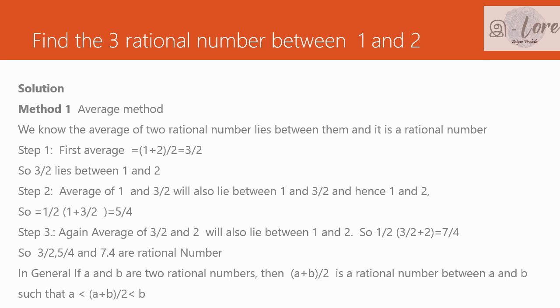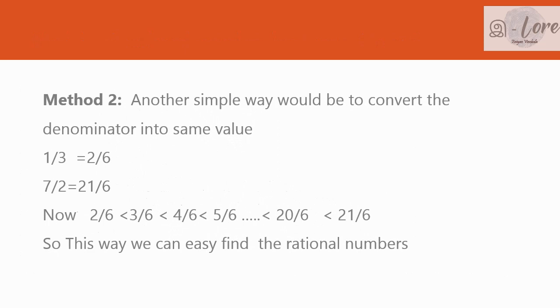This is one of the difficult ones, so we can go for another method, which is the simplest one: find the LCM of the denominators. Simply, we have to convert the denominators into the same value. That is nothing but taking the LCM and converting into the same denominator, like in addition and subtraction of fractions. We used to do that.